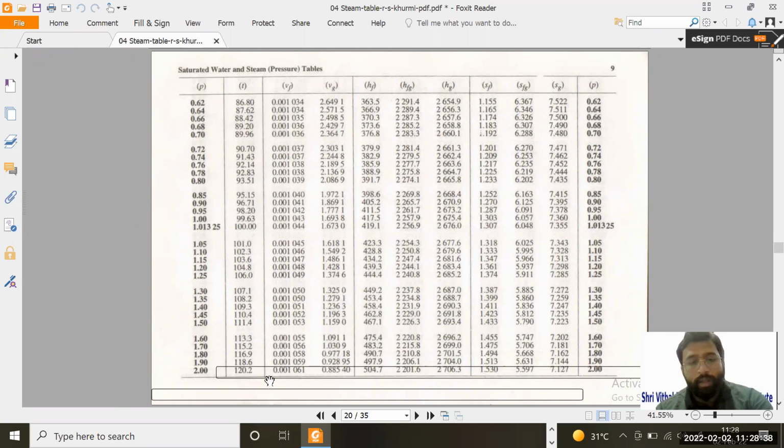The specific volume of saturated liquid is 0.001061 meter cube per kg. The specific volume of saturated or dry saturated steam is 0.8854 meter cube per kg.